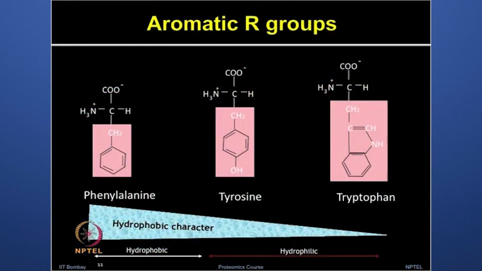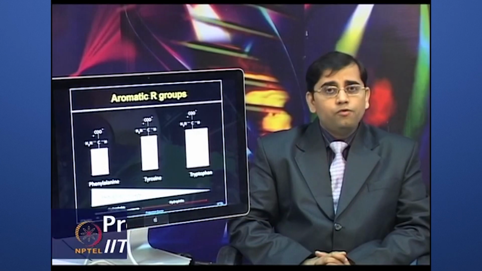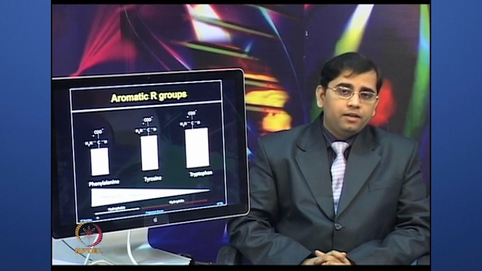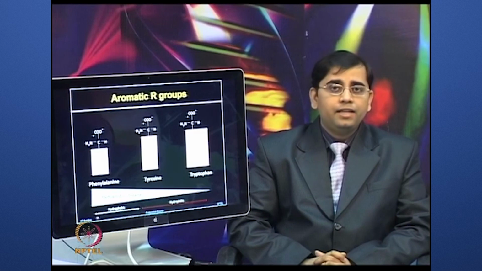The next category is aromatic R groups. In this one, there are three amino acids: phenylalanine, tyrosine and tryptophan. Phenylalanine contains a phenyl ring, tyrosine has one reactive hydroxyl group, and tryptophan contains an indole ring, two rings which are fused. Now, if you look at the hydrophobic or hydrophilic characteristics, phenylalanine is hydrophobic, whereas tyrosine and tryptophan are hydrophilic due to the side chains containing hydroxyl and NH reactive groups.